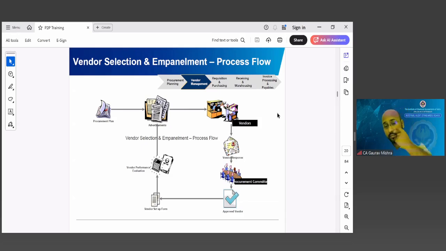Let me tell you, in case of advertisement, one of the high risks is that there's a high possibility that you have not published the procurement requirement in a leading newspaper, or if there's a process of request for quotation, there's a high chance that you have not sent the mail to every potential vendor, including the latest or new vendor.